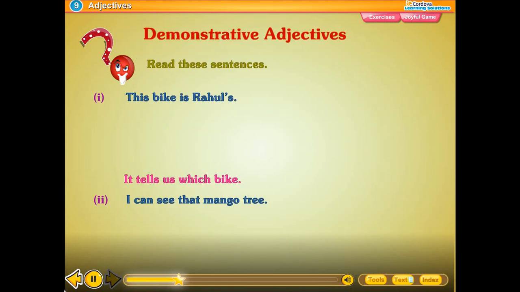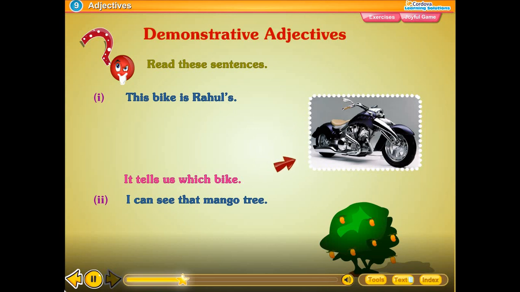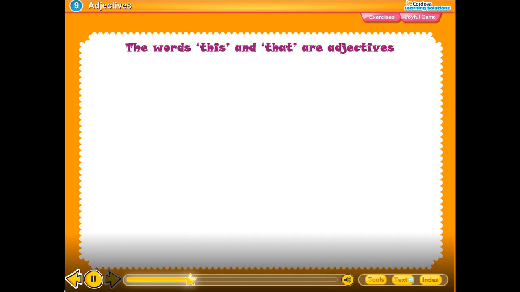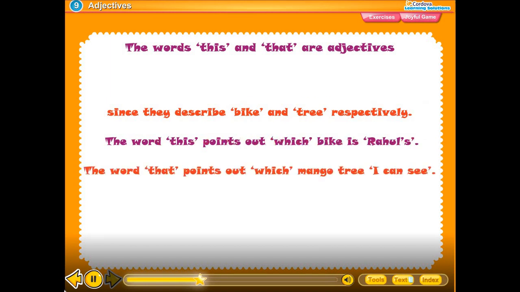Demonstrative adjectives. Read these sentences. This bike is Rahul's. It tells us which bike. I can see that mango tree. It tells us which mango tree. The words this and that are adjectives since they describe bike and tree respectively. The word this points out which bike is Rahul's. The word that points out which mango tree I can see. This and that are demonstrative adjectives.